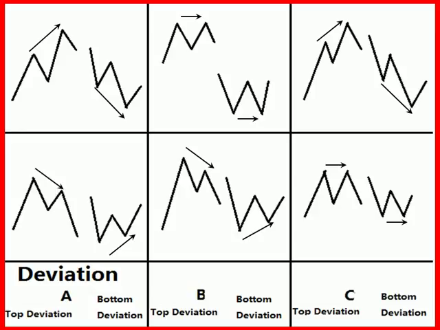Also the bottom deviation. Then the last one, for the C level. If you see the high point is higher, but the deviation expert's high point is the same, this is also the top deviation. And the low point is lower for the price, but the deviation expert's low point is the same. This is the bottom deviation. So this is the whole set of deviation conditions. Okay, so you should remember this chart. Then next time when you judge deviation, you will know it.